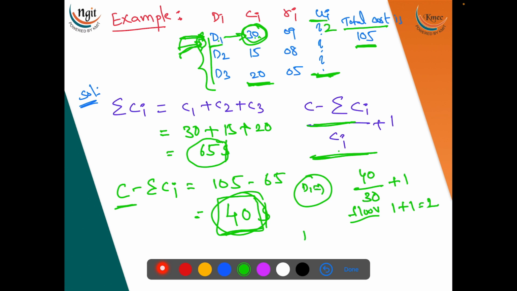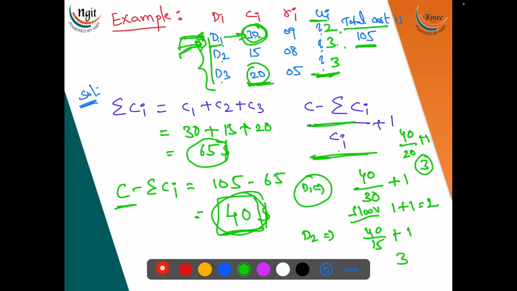Now let's check for D2. D2 is 40 by 15, plus 1. So you will get 3, right? Now 3 copies are required. The next is D3. D3 is 40 by 20, plus 1, which again requires 3. So the total multiple copies you require are 2, 3 and 3. D1 can have 2 copies, D2 3 copies, D3 3 copies.